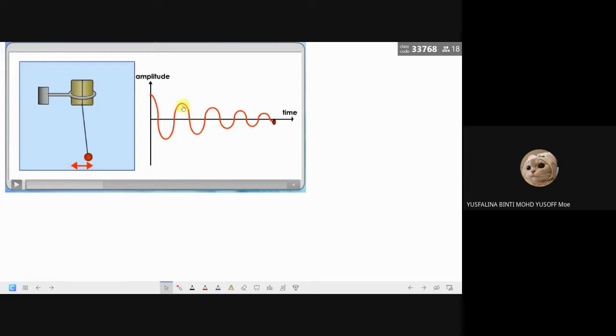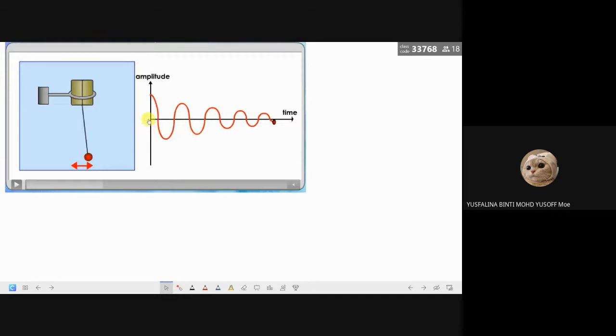So even when it goes to maximum, it still has an amplitude, but the amplitude is decreasing because the maximum displacement has decreased. Then it goes on until it stops, until it becomes zero. So this is called damping oscillation. The pendulum will swing until it stops oscillating. This is the graph of damping oscillation, and you can see the height of the amplitude is decreasing.